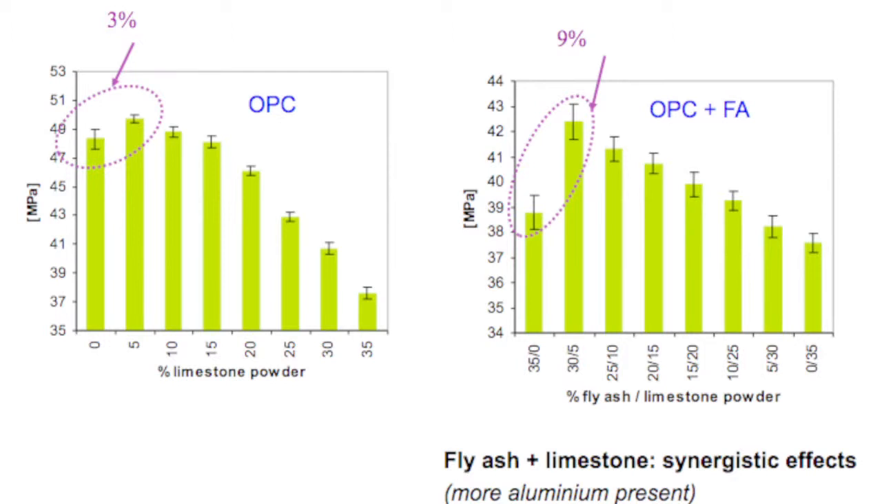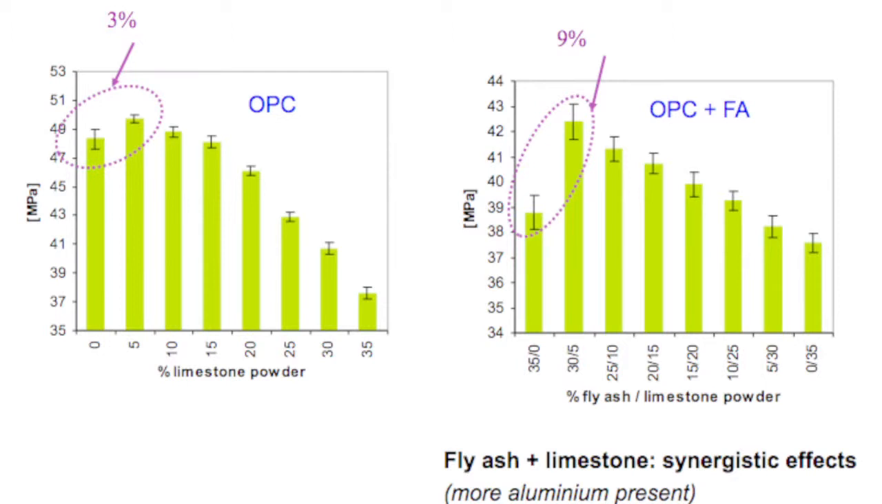Fly ash also contains a lot of aluminium, so it has the possibility to increase this effect, and we can see that experimentally, where we have compressive strength data for 28 days, and you see the ternary mixture of limestone, OPC, and fly ash can have very good compressive strength, and in addition, it's a good deal for industry.